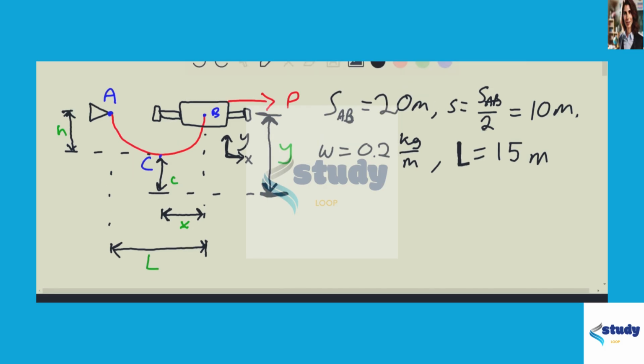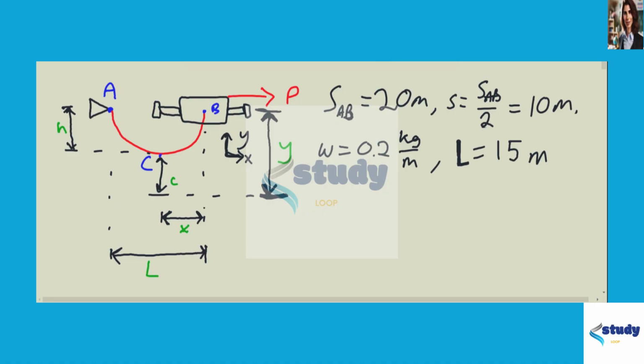Okay, so we have a 20-meter wire, which is attached to a fixed support at A, and at B, it is attached to a collar. This collar can move freely in the X direction, but it is fixed in the Y direction. We will neglect all friction between the collar and the rod holding it. The mass per unit length is 0.2 kilograms per meter. The span, L, is equal to 15 meters. And as I said at the beginning, the total length of the wire, SAB, is equal to 20 meters.